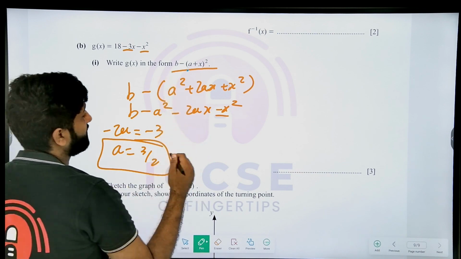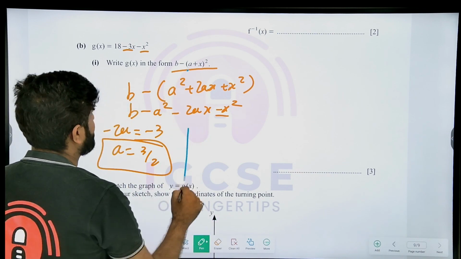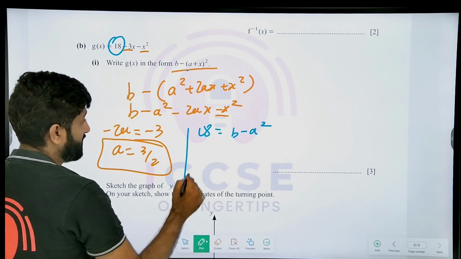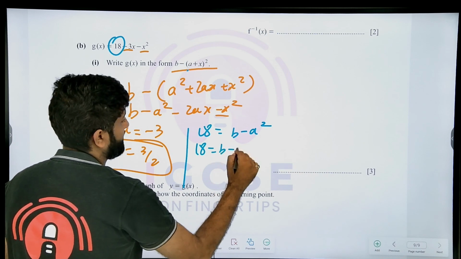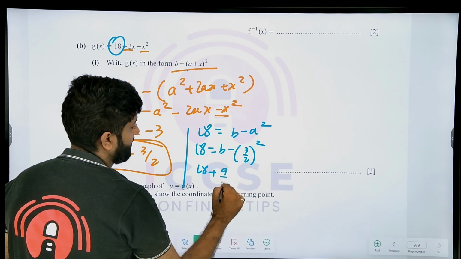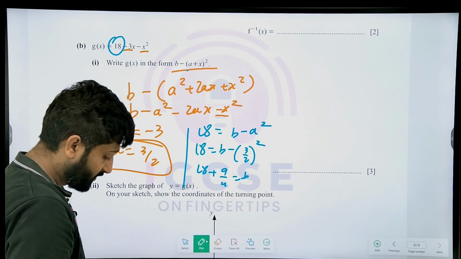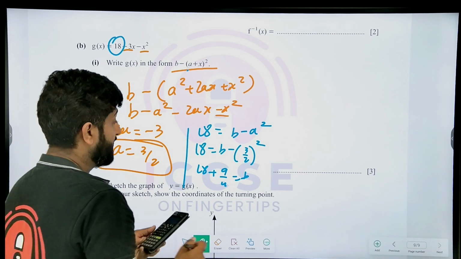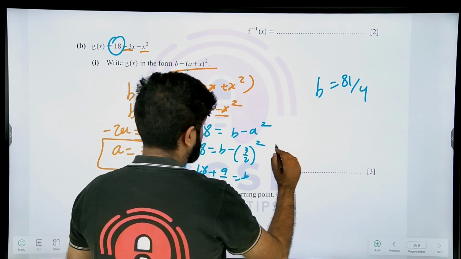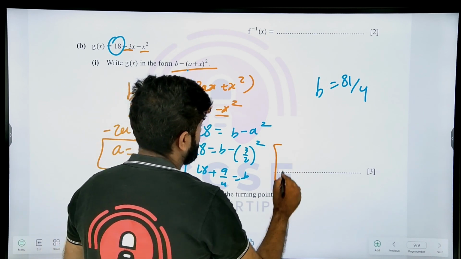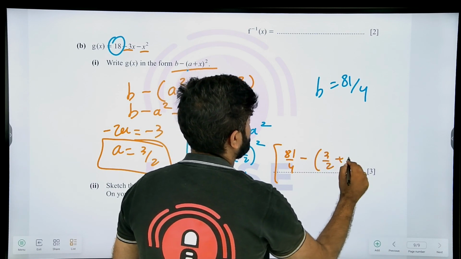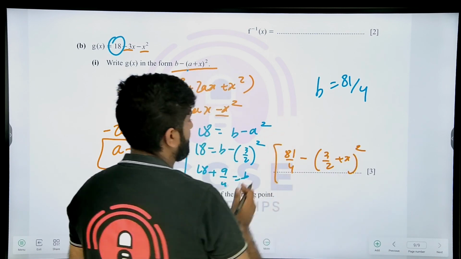Now the constant term, the term which does not have x, is 18 over here, and here I have b minus a square. So 18 is equal to b minus (3 by 2) square. So 18 plus 9 by 4 equals b. So 18 plus 9 by 4 is 81 by 4. So the value of b is 81 by 4. So the expression is going to be 81 by 4 minus (x plus 3 by 2) square. Right, this is my answer.